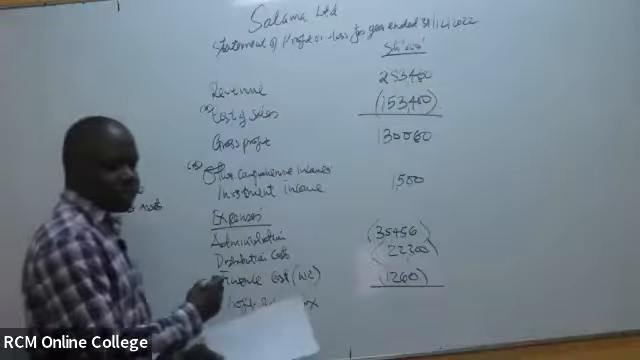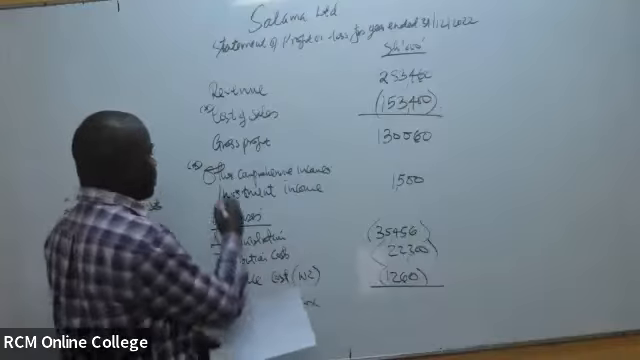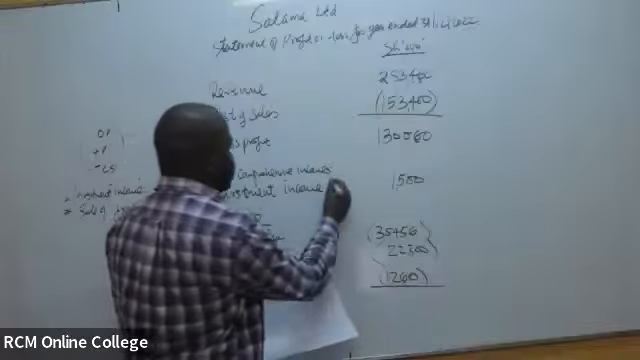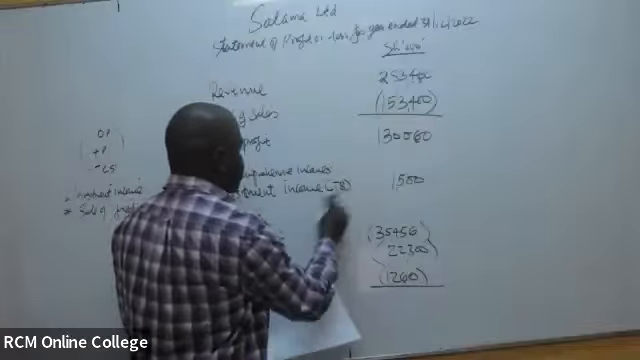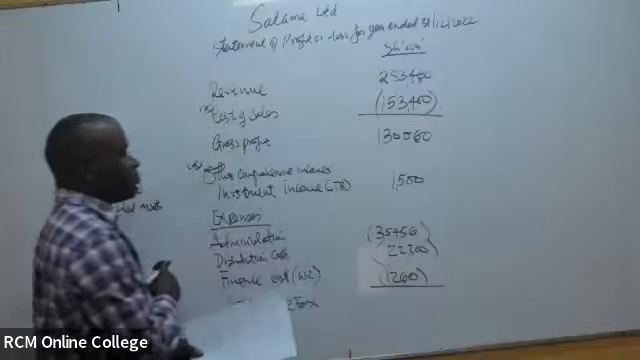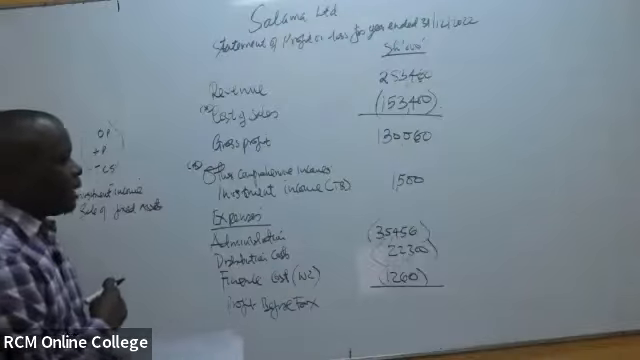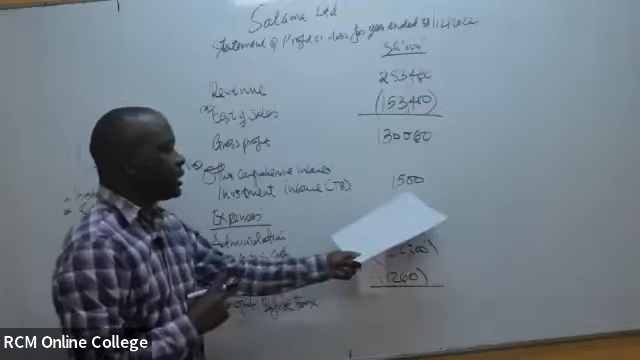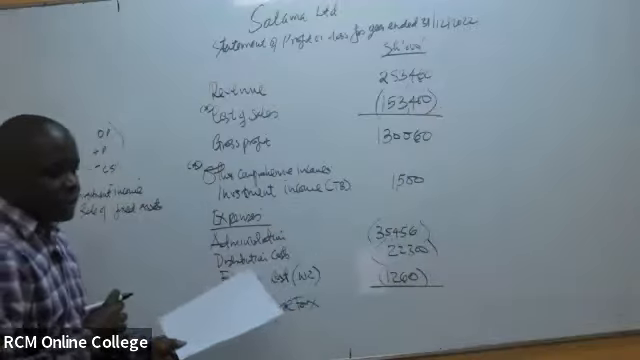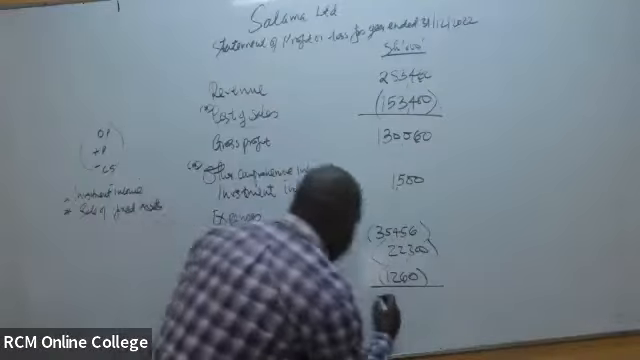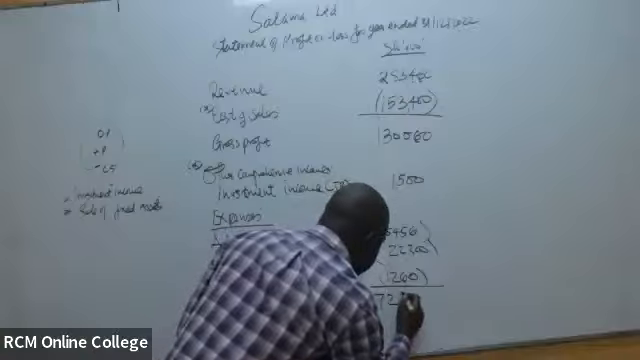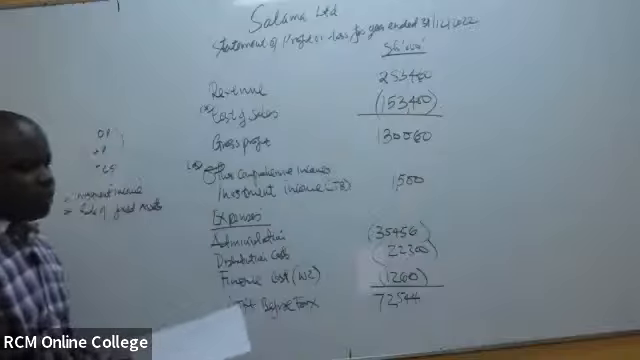So the comprehensive income, this is from the trial balance. It is from the TB, which is what? Investment income. Check the trial balance on the credit side. You'll be able to see this investment income of 1,500. So it is 72,544. That is the profit before tax.